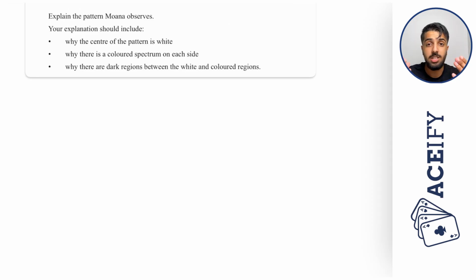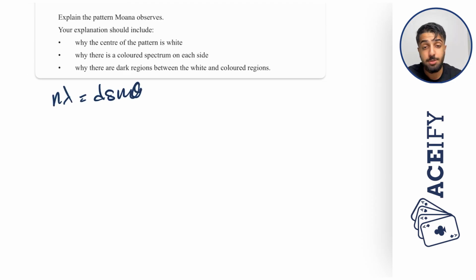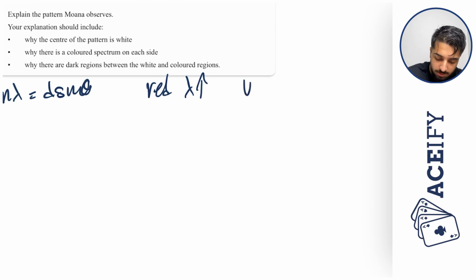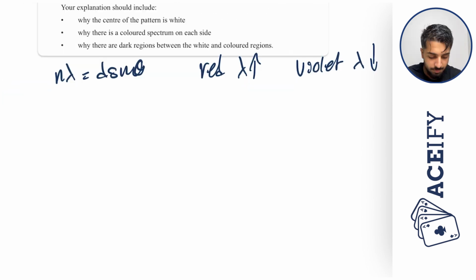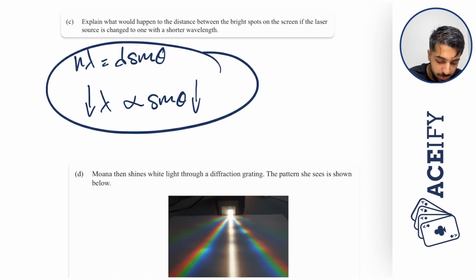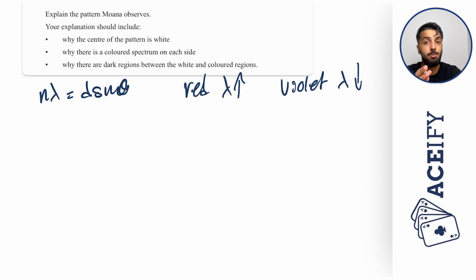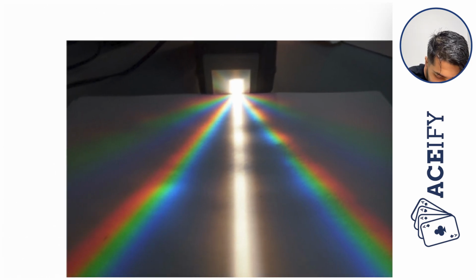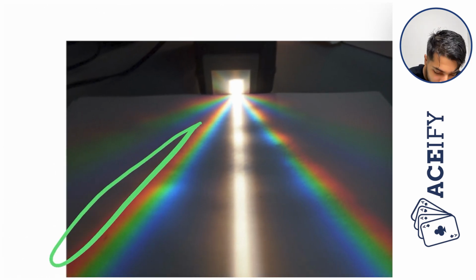Now, as for the colored regions on either side, as we know, n lambda is equal to d sine theta. As we know, the different colors on the visible spectrum have different wavelengths. So for example, red has the longest wavelength, and therefore we can say it has the greatest wavelength. And violet has the shortest wavelength. And so therefore, due to this equation, and for the same reasons as the question above, red light is going to diffract more, and so its angle of diffraction is going to be greater than violet. And so we can see that in our picture. We can see red right over here, and we can see that it's diffracting more than violet, which is right over here.